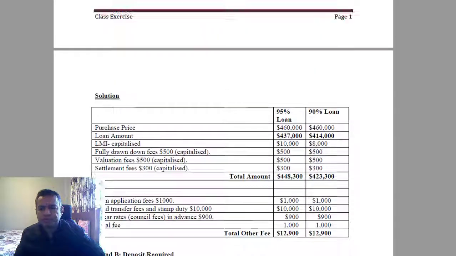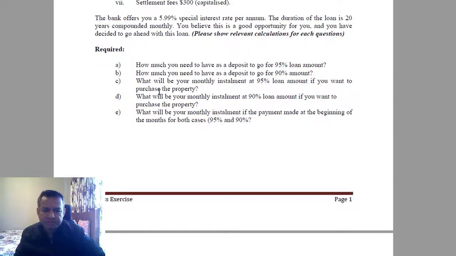Now, question C is asking what will be your monthly installment at the 95% loan amount if you want to purchase the property, and D has asked what will be your monthly installment at the 90% loan amount if you want to purchase the property, and E is asking what will be your monthly installment in both these cases if you want to pay at the beginning of the month. So we'll look at these questions now.